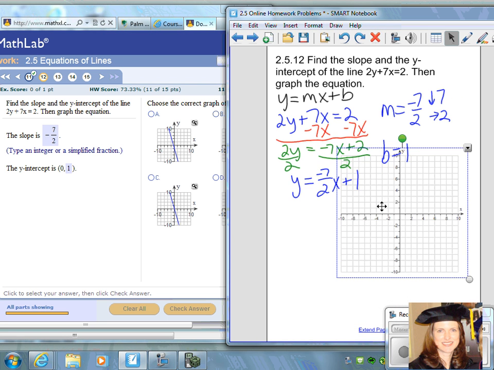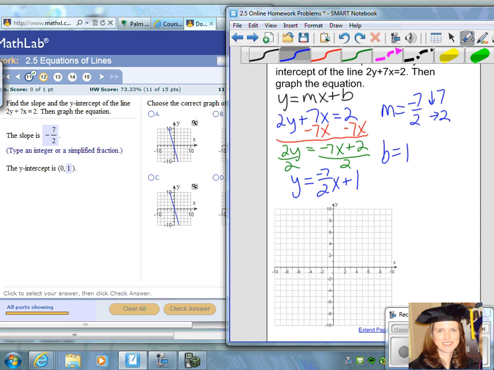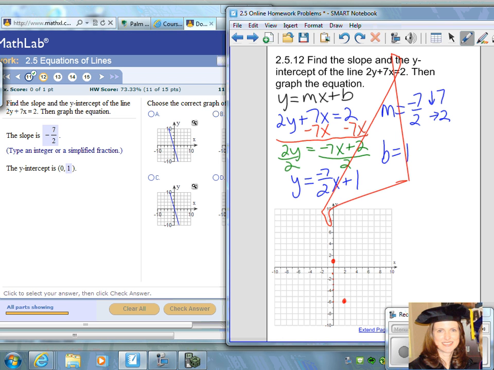Extend the picture. We are going to locate the y-intercept of positive 1, and then use the slope, negative 7, count down 1, 2, 3, 4, 5, 6, 7, and then to the right 2 to make a dot. And then our line is going to go through those 2 points. Negative slope, the line goes down the page from left to right.